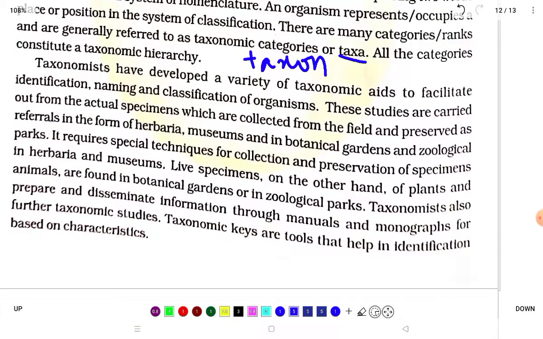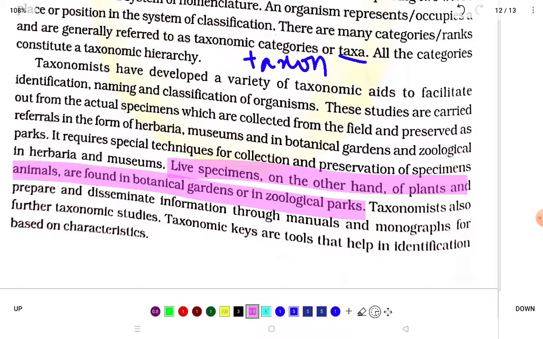Taxonomists have developed a variety of taxonomic aids to facilitate the identification, naming, and classification of organisms. These studies are carried out from the actual specimens which are collected from the field and preserved as reference in the form of herbaria, museums, and in botanical gardens and zoological parks. It requires special techniques for collection and preservation of specimens in herbaria and museums. Live specimens, on the other hand, of plants and animals are found in botanical gardens and zoological parks. Taxonomists also prepare and disseminate information through manuals and monographs for further taxonomic studies.